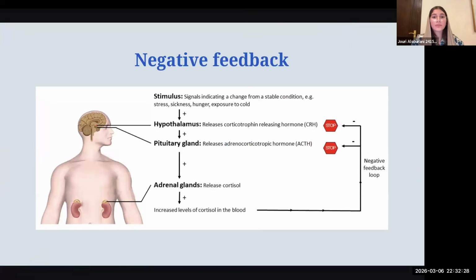Here's another example of the negative feedback. We have a stimulus, which will stimulate the hypothalamus to release a hormone, in this case, CRH. And this will act on the pituitary gland to release ACTH. It will then act on the adrenal glands, which release cortisol. And once we have enough of this cortisol, it's going to go back. It's going to have this negative feedback loop. It's going to stop the hypothalamus and stop the pituitary gland from releasing any more hormones.